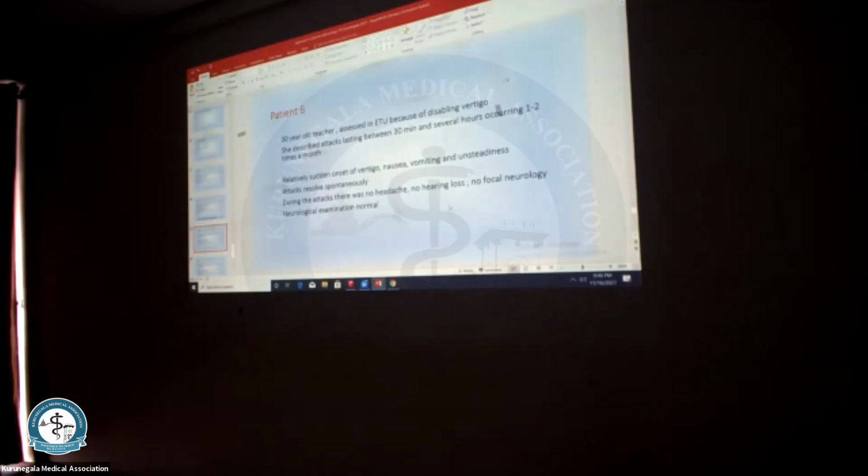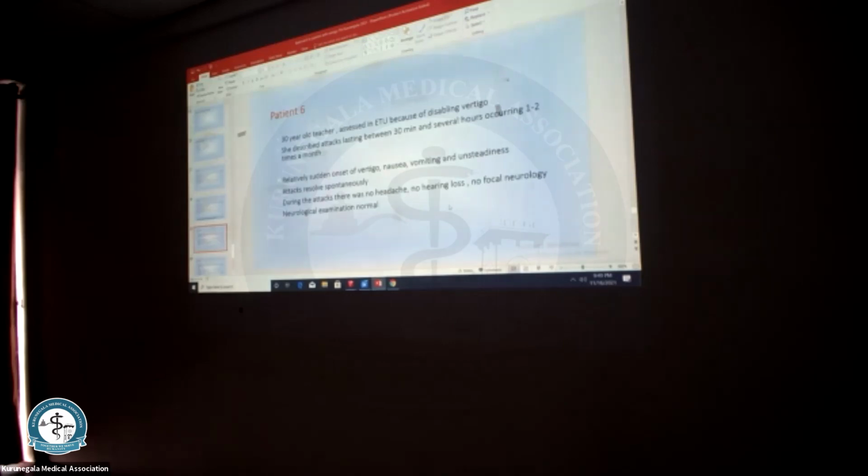So it is a vertigo that is lasting, it's not seconds, it's not a minute. So it is not going to be BPPV. And there are recurrent episodes. And she doesn't have any aural fullness or tinnitus, so it's not going to be Meniere's. So the commonest we see like this is migraine.